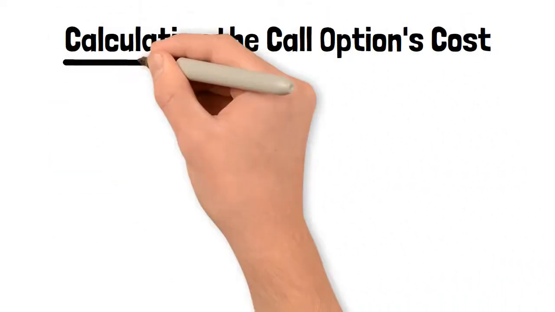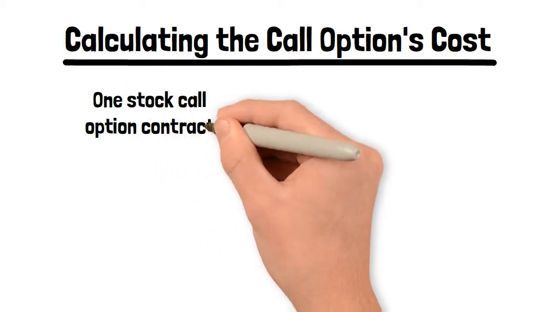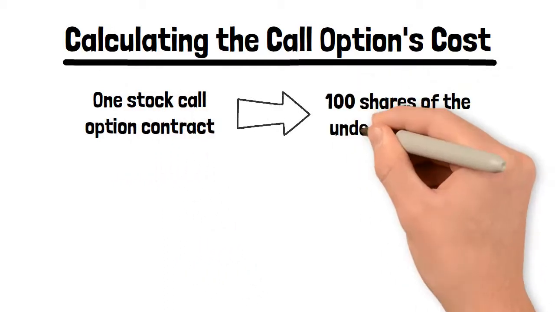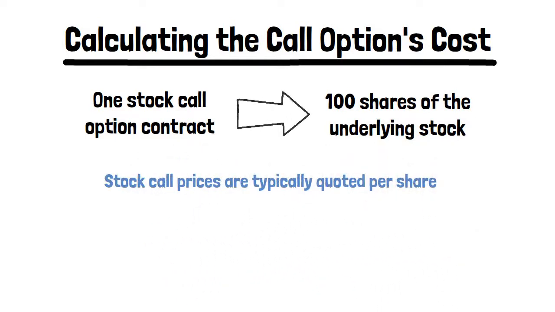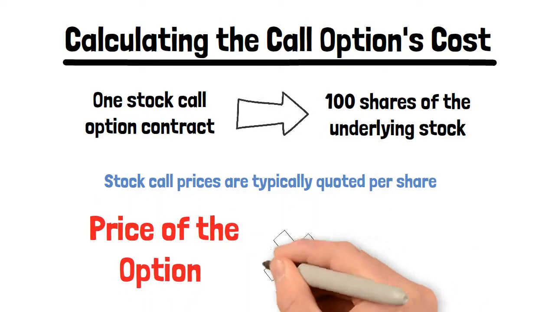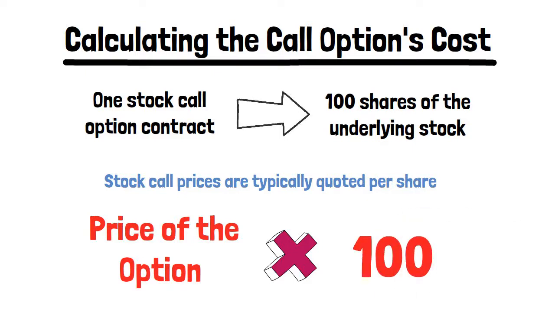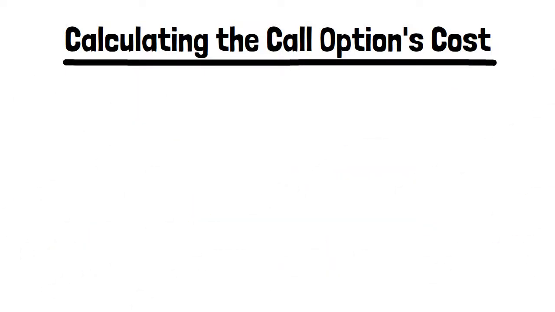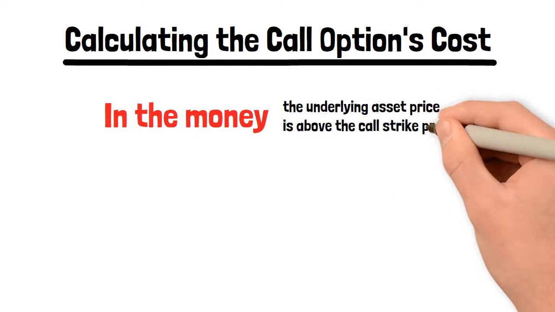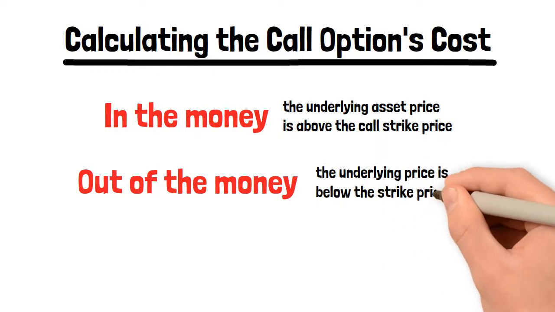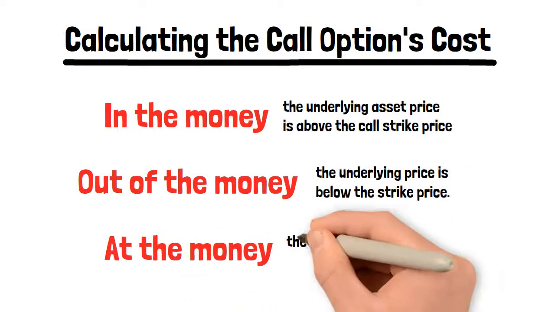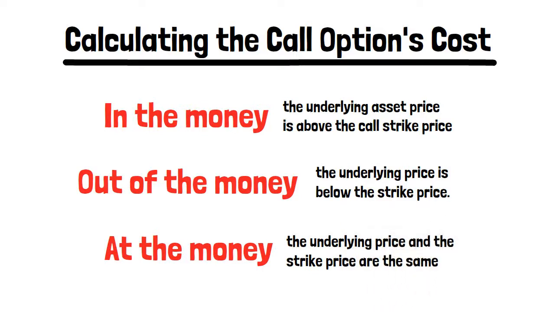Calculating the call option's cost. One stock call option contract actually represents 100 shares of the underlying stock. Stock call prices are typically quoted per share. Therefore, to calculate how much it will cost you to buy a contract, take the price of the option and multiply it by 100. Call options can be in, at, or out of the money. In the money means the underlying asset price is above the call strike price. Out of the money means the underlying price is below the strike price. At the money means the underlying price and the strike price are the same.